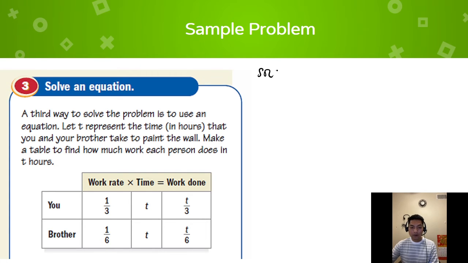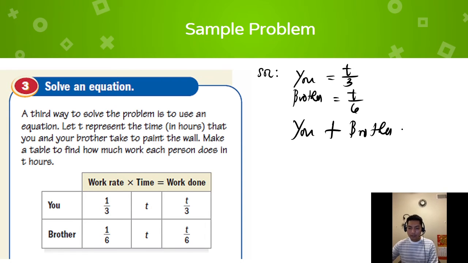Now, let's show our solution right here. If you have a work done equivalent to t over 3, and your brother has a work done of t over 6, and if you work both, so that means you plus your brother can finish painting one wall, right? That's the meaning of it. So then we replace it with the equivalent. So this is t over 3 plus t over 6 equals one wall.